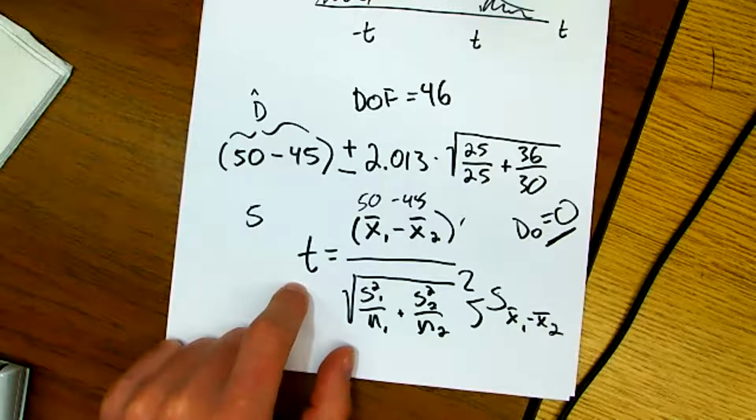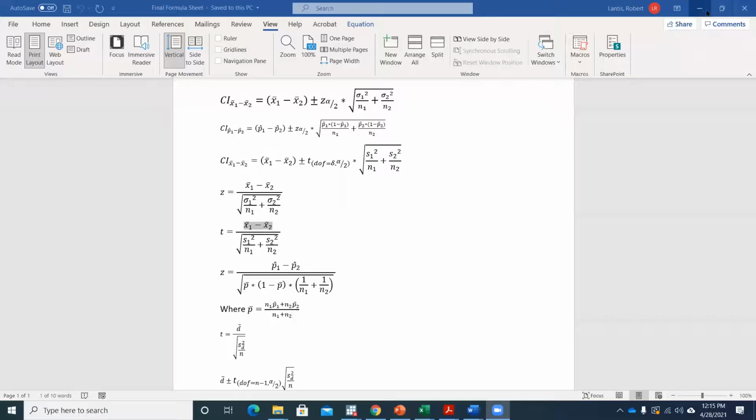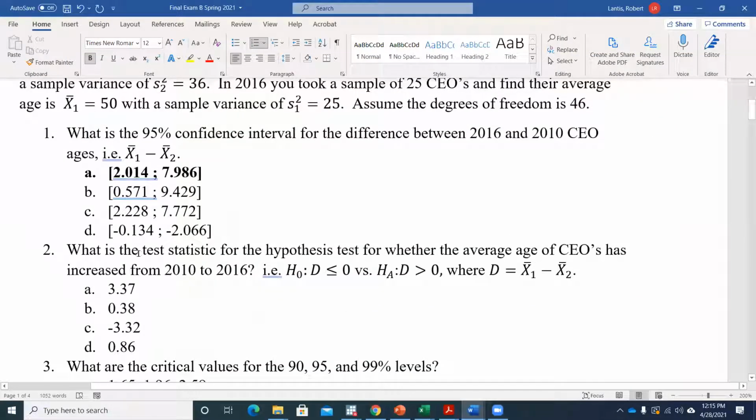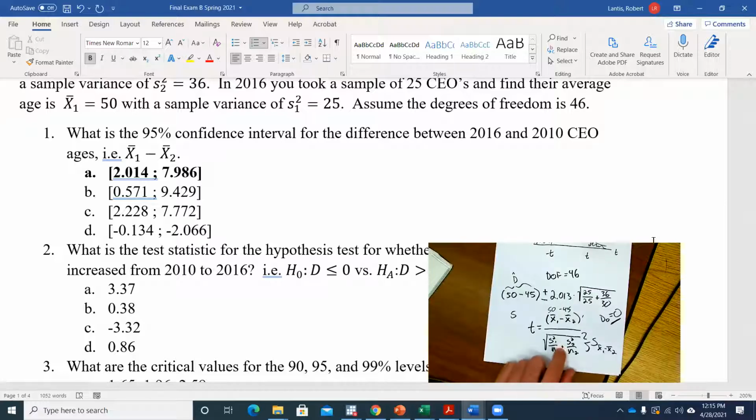Okay. So when I'm looking at these potential answers, right away I can rule out C. I believe if I do this, I'll probably get 3.37, but I could be wrong on that. Let's go 1 plus 36 over 30. Yep. So if we plug all those values into that test statistic equation, right?